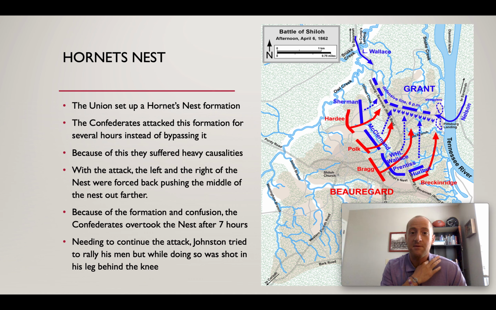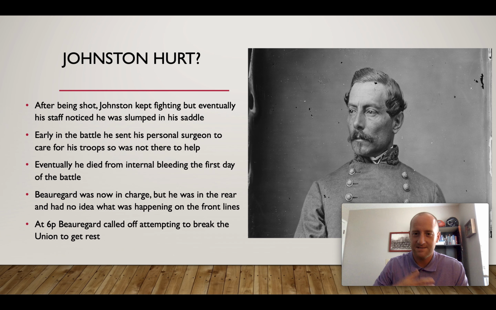Johnston is right there fighting with his men and realizing, hey, we have an opportunity here. He tried to rally his men to keep moving forward, but he was shot in the leg during this event. After being shot, Johnston kept fighting, but eventually his staff noticed he was slumped over in his saddle because he had sent his personal surgeon and medical professionals to the front lines to help his men and no one to help him. And he eventually died from internal bleeding on the first day of battle.